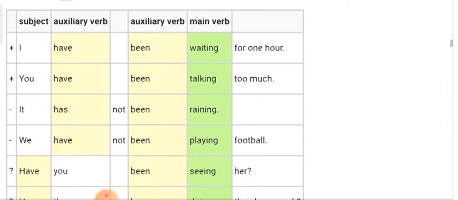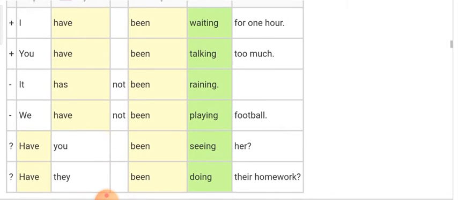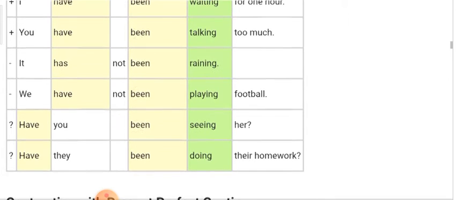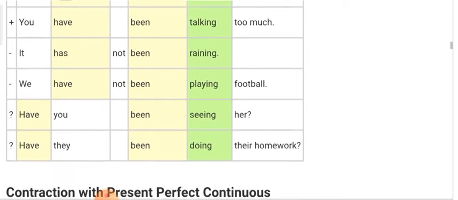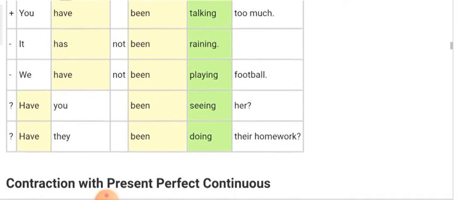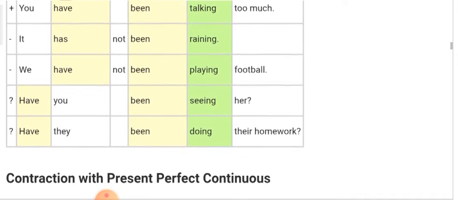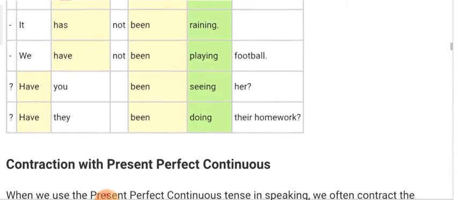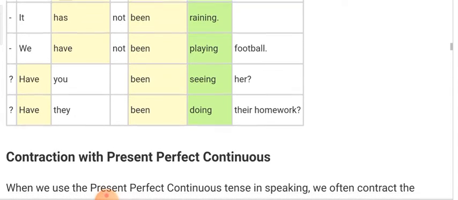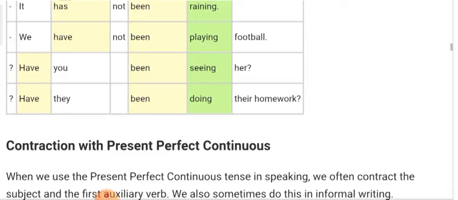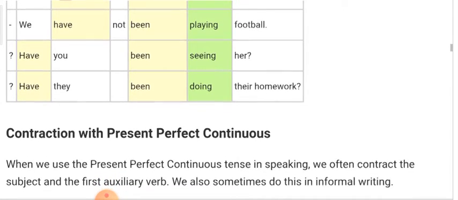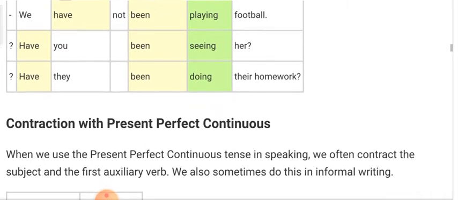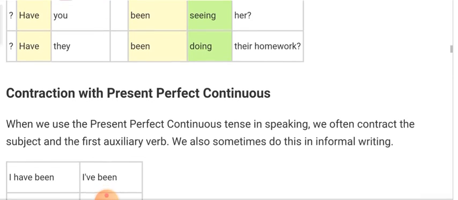Then you can see the questioning here. When we make a question, first of all we take the helping verb, then the subject, after that been and the main verb with ing, and then the object. In the same way there are two interrogative sentences, two negative sentences, and two positive sentences.